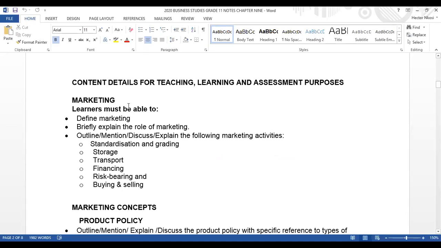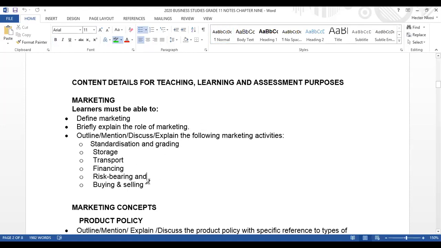You must be able to define the term marketing. You must briefly explain the role of marketing. You must outline or mention or discuss or explain the following marketing activities, such as standardization and grading, your storage, your transport, your financing, your risk bearing, and buying and selling, right? So today we'll be looking mainly on marketing.